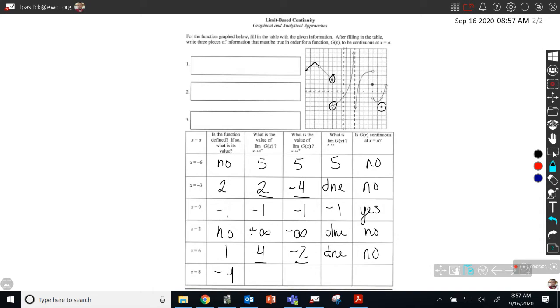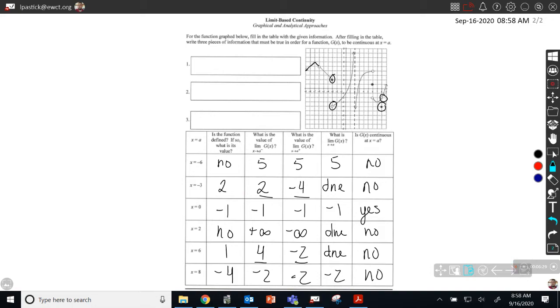So as we approach x equals 8 from the left, the limit is indeed -2. Same thing from the right, also -2. We've got a hole there. And then what's the two-sided limit? It is indeed -2. Is the function continuous there? No. Why? Because we have this guy right here. We have a hole. We have a point discontinuity.